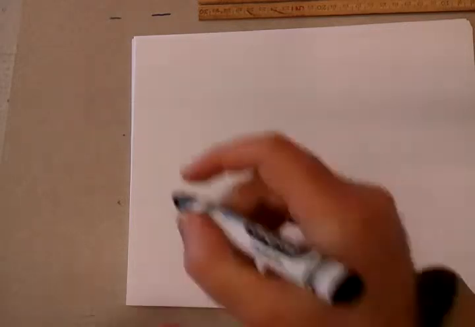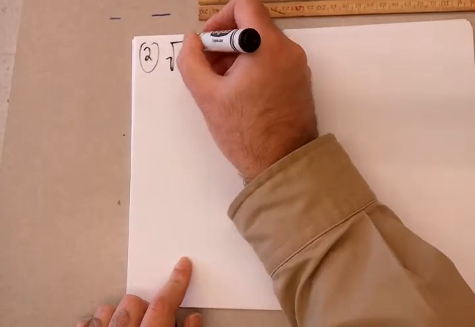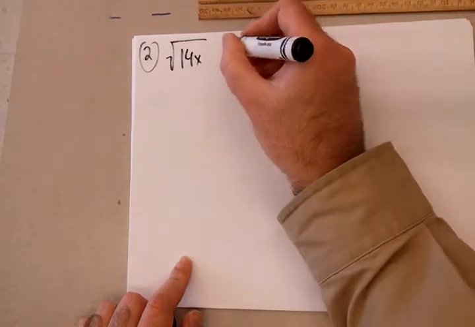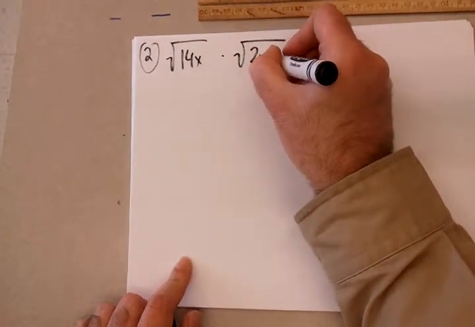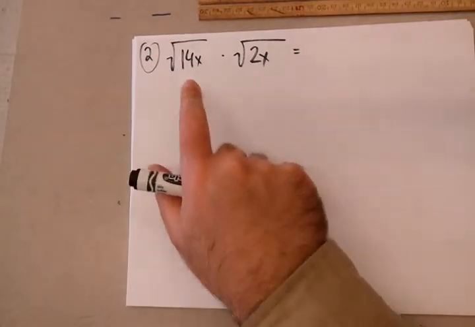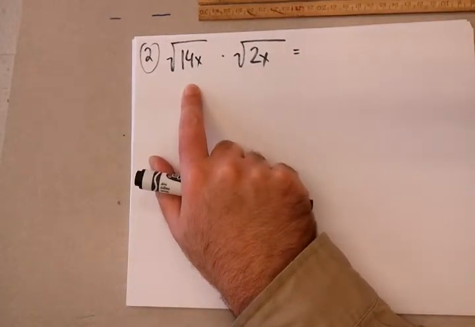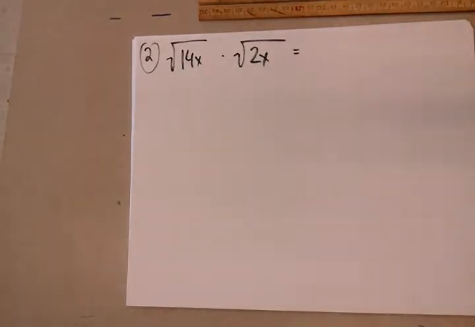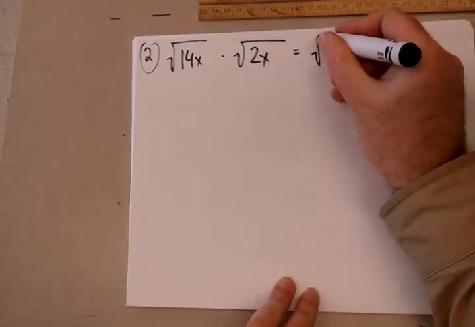Number 2 is root 14x times square root of 2x. In a problem like this, you either look at the problem and try to see if you can simplify it, or you combine them right away. In this case, you have to combine it because there's really nothing to simplify. Here it's a 2x. Here it's a 14x. 14 is composed of 2 times 7, but both of those are not perfect squares, so nothing we can do there. So you're going to go ahead and combine these two problems under one radical.